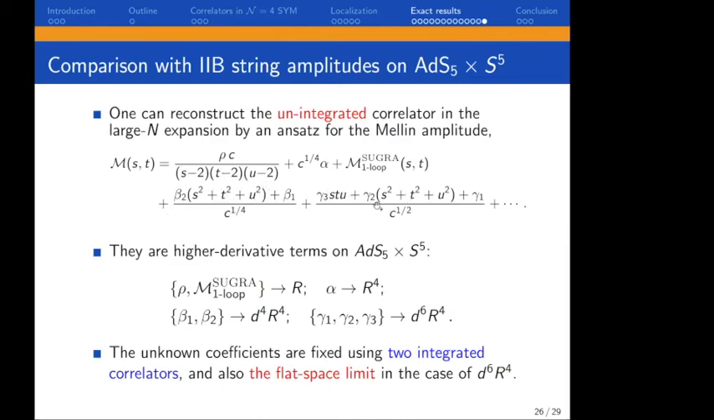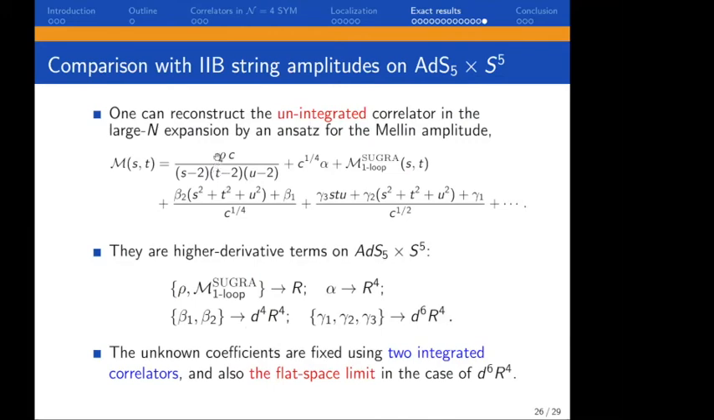This thing is D6 R to the 4. So D6 here is just counting derivatives. With S, T, U, you can think of the number of derivatives: each of S, T and U has 2 derivatives. They are like Mandelstam variables. So this will be like 6 derivatives, D6, and this will be like 4 derivatives, and this has 0 derivatives. And now the job left over is basically to fix those unknown coefficients.